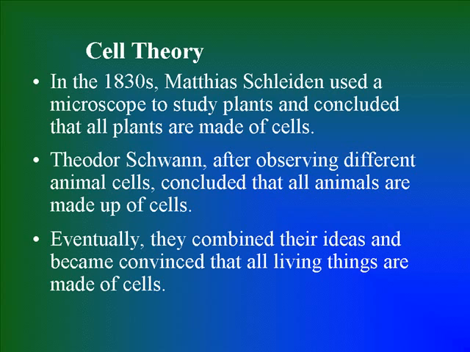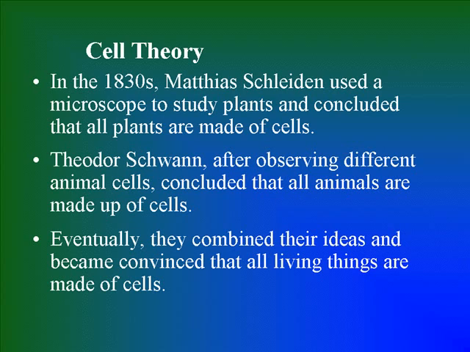People just knew that they kind of existed, but in the 1830s, Matthias Schleiden used a microscope to study plants and concluded that all plants are made of cells. So he took work that came before him by 200 years and decided, I'm going to see if all plants have cells. And he found, yes, they do.